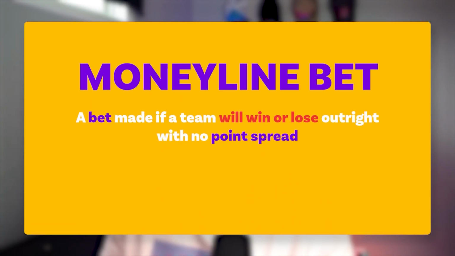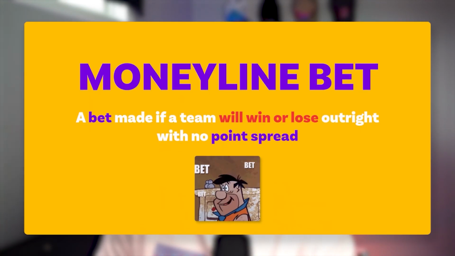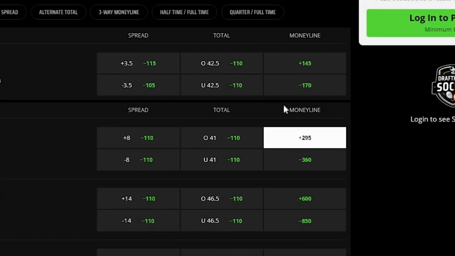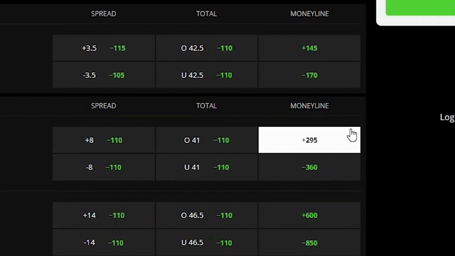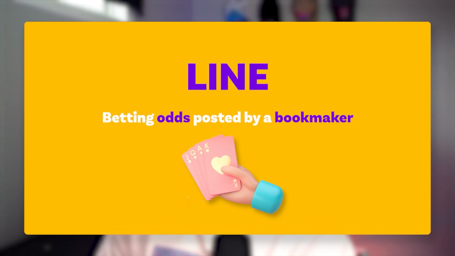What is the money line? The money line is a straight up bet without any point spread where bettors need to predict the outright winner. Again, favorites are posted with a negative number, -150. Underdogs are listed with a positive number, +150. The line just refers to the betting odds posted by a bookmaker. Odds, betting line set by a bookmaker. What is a parlay?